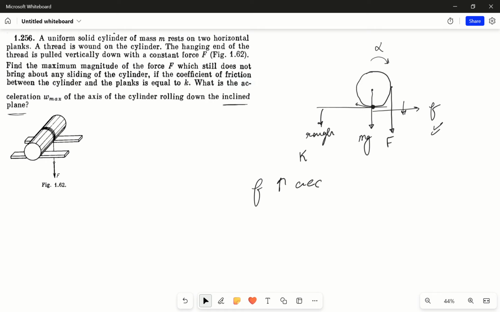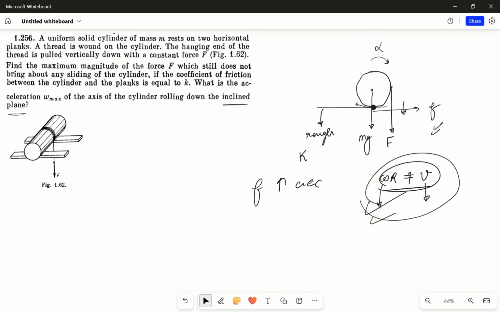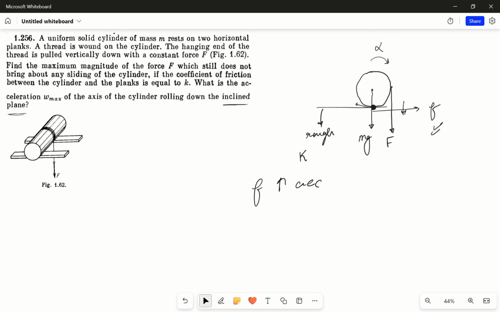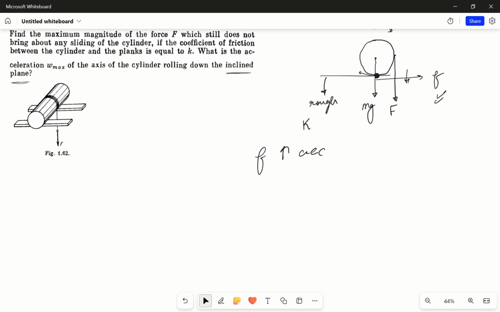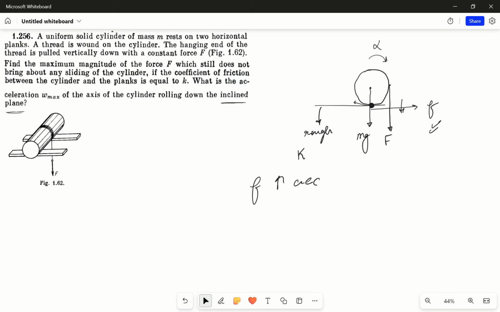So in that case, this point that is in contact with the ground will be having some velocity, that is, omega r won't be equal to v, where v is the translational velocity and omega is the angular velocity at that point, right? So in that case it will start sliding. So that is quite clear that there would be some point, and we should be keeping the force below that. So how to find the maximum force, right?